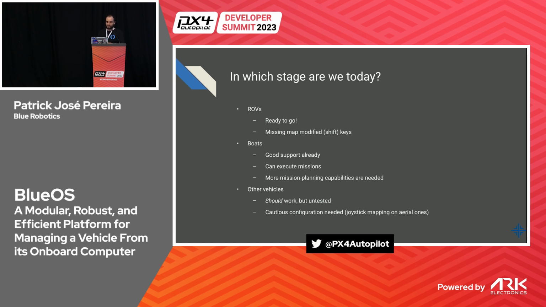For boats, it's missing mission planning. Mission planning is something that we still do not have. And for other vehicles, it should just work because it's MAVLink based. The only problem is that, different from an aerial vehicle, a submarine starts with the joystick in the middle. So if you arm your quadcopter with the joystick in the middle, that can be dangerous. If you're a developer and want integration with quadcopters or airplanes, pull requests are more than welcome.